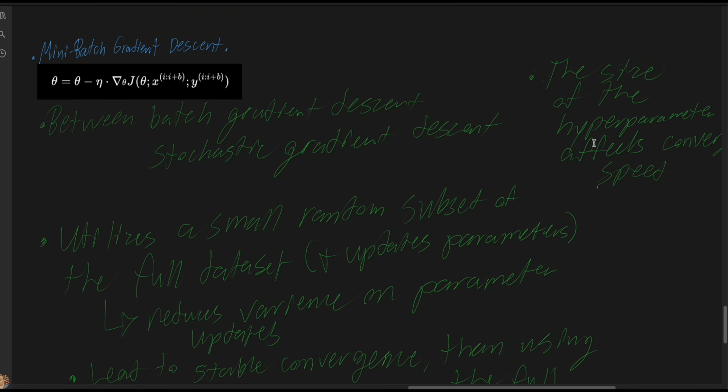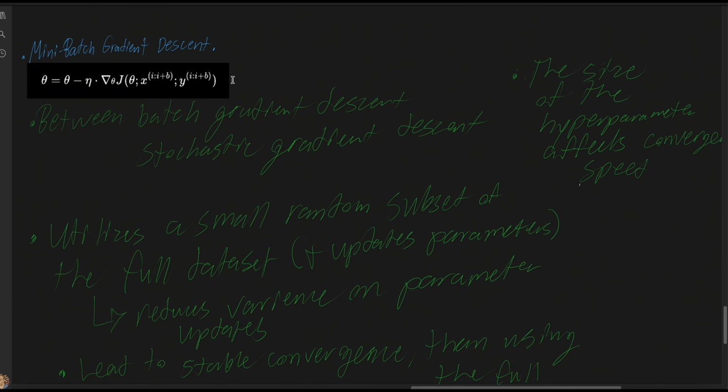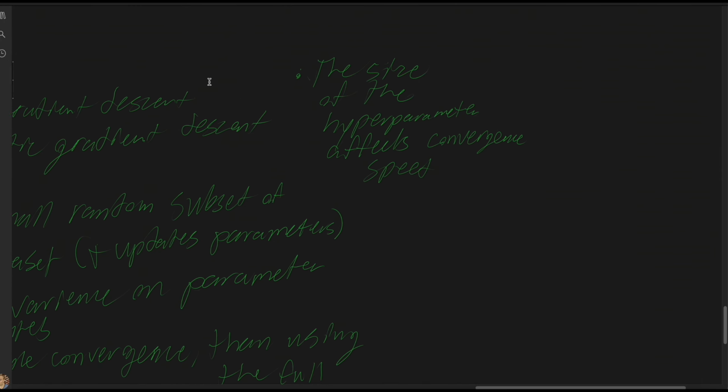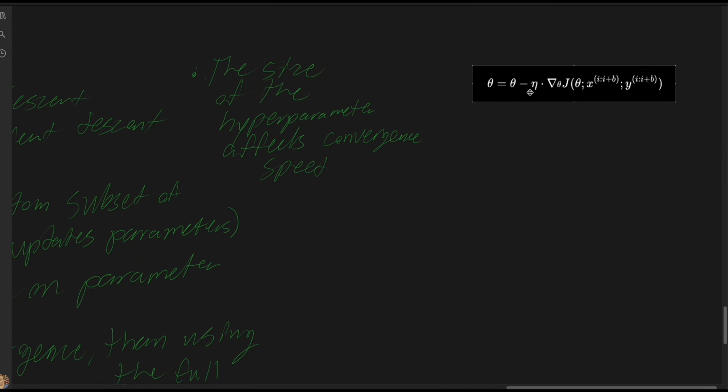And to go over and break down the following symbols that we have. So mini batch gradient descent, the following symbols are: theta, which we all know is the parameter vector. Eta is the learning rate. And then this bad boy over here.